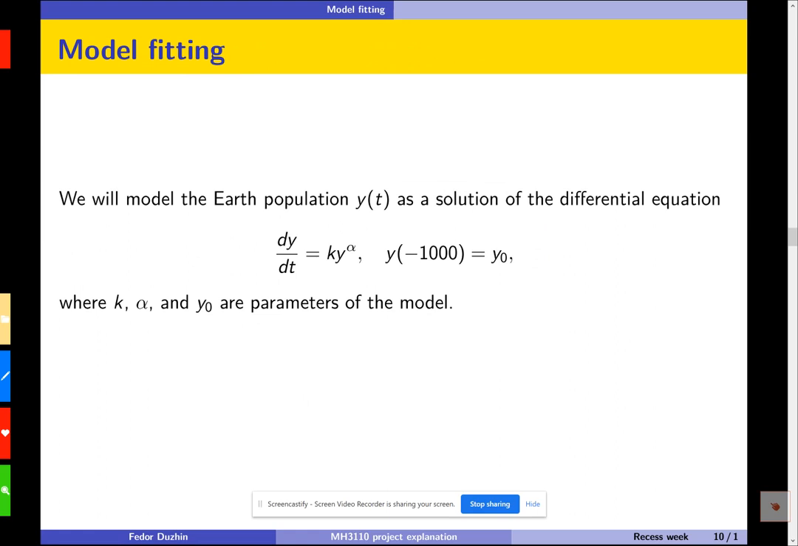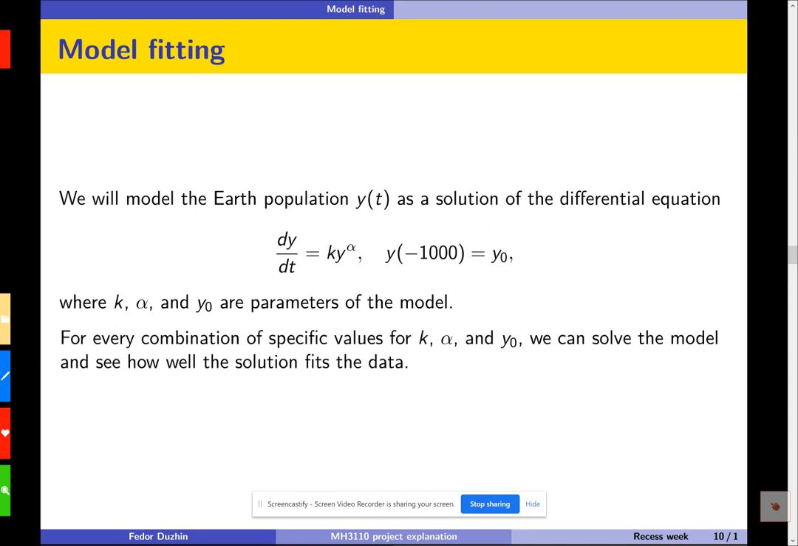Now, here is our model. It is a pretty reasonable model. We are saying that dy/dt, which is the growth rate of the Earth population, is proportional to the population itself raised to some power alpha. So this alpha is some positive number. What the exponent alpha should be here, we don't know. So we will try to find a value of alpha so that the model more or less fits the data.